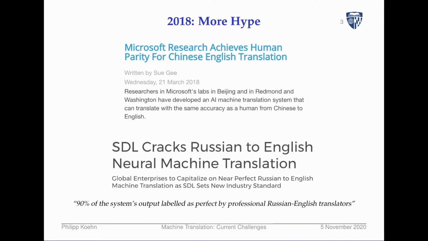In 2018, there's even more hype. This is the year where Microsoft Research famously claimed human parity and then qualified what human parity is quite a lot. There's another provider that claims cracking Russian to English neural machine translation, and so on. 90% of the system's output labeled as perfect by professional Russian-English translators is one of the claims in that story.